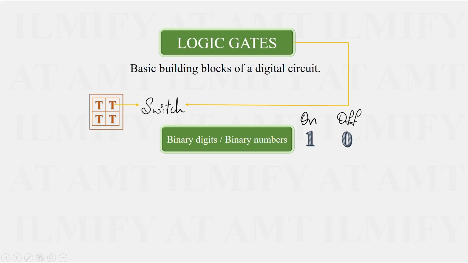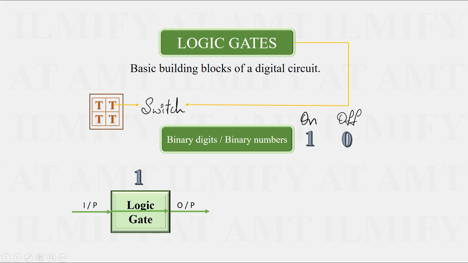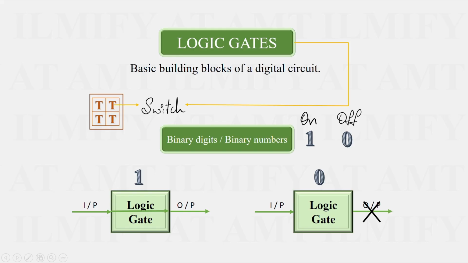When the input signal 1 is given to the logic gate, the gate is on. The signal passes through the logic gate, and we get the desired output. But if we give 0 as input signal, the gate is off, the signal does not get processed, and we won't get any output. There are some operations or functions performed inside the gate according to the design logic.